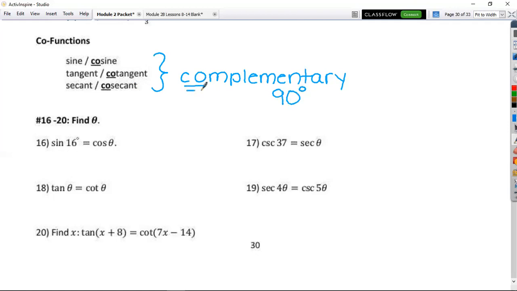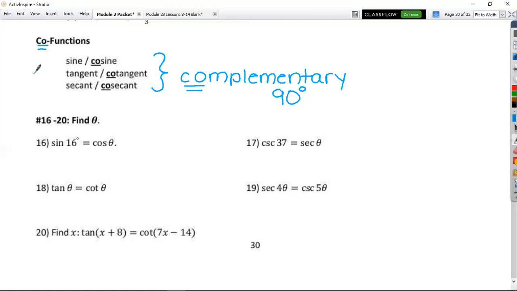So cofunctions are complementary, okay? So again, I promise you, every geo class did do this last year. It's a very simple concept. And cofunctions are different than reciprocal. So the cofunctions that pair up together: sine goes with cosine, tan goes with cotan, and secant goes with cosecant. So how do you solve these? You drop the equal sign, you take the expressions, and you set them equal to 90.